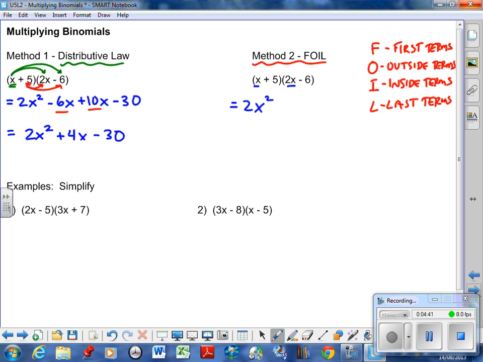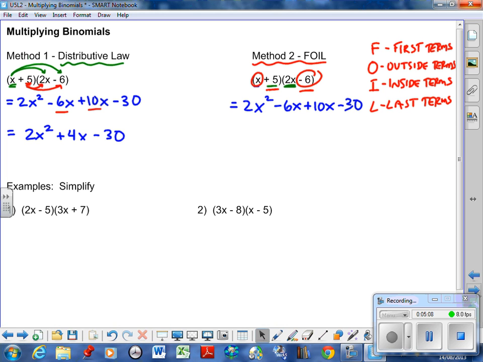So your outside terms would be the x and the negative 6. So negative 6x. The inside terms. My inside terms would be the 5 and the 2. So that would be plus 10x. And then finally the last terms, the 5 and the negative 6. Multiplying them, you get negative 30.